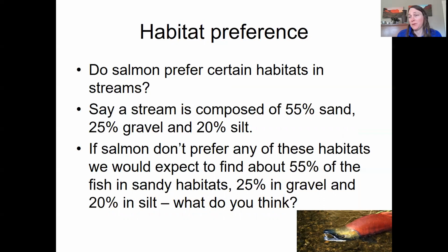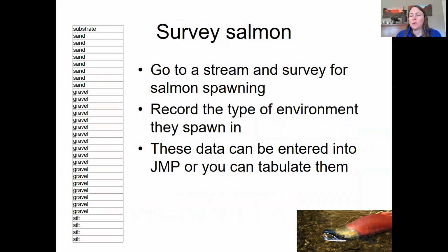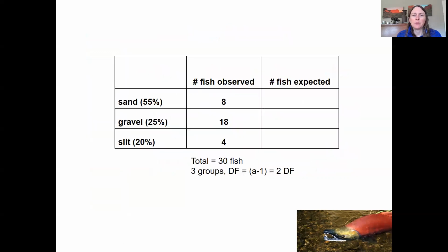So you might know something about salmon. You might think that they prefer one of these habitat types over another. So what you would do is you'd go out to the stream and you'd survey salmon, and you would basically just note where every salmon was present and what kind of habitat type it was found in. And you would record those data, and then you could enter them in a table, and then you could enter them into JMP. Or you could tabulate them, you could count them up. And so here's an example of the data on the left, and then this would be what you would get if you counted them up.